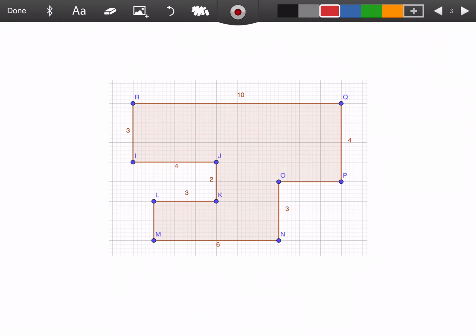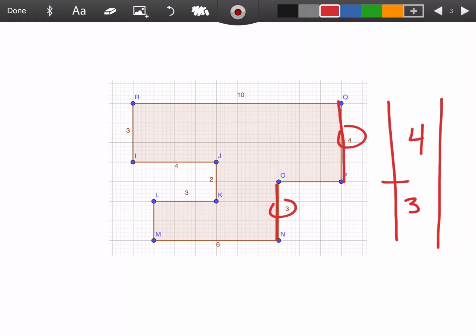This one's a pretty complex one. Okay. So again, we're looking at the big picture. Do we know a whole measurement of any side? Let's take a look at the vertical piece first. We know that from Q to P, we are looking at 4 units. And we know that from O to N, we are looking at 3 units, which means that the entire height of this shape is 7 units.